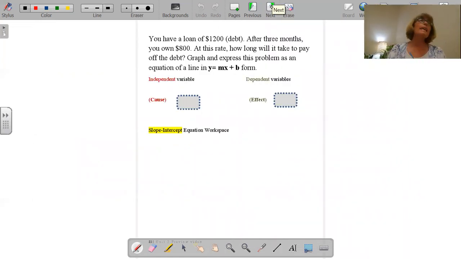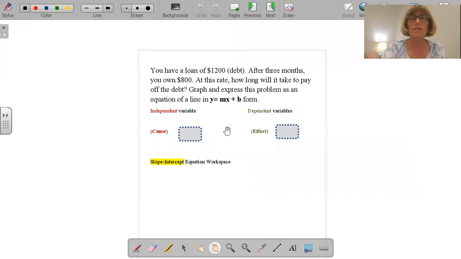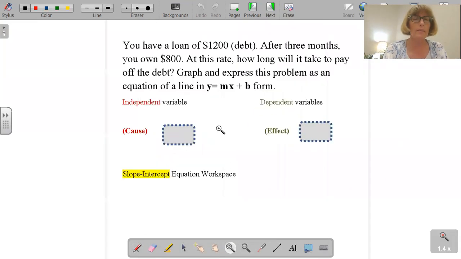Now I'm going to give you an example. Remember, an equation of a line, it said it had predictive qualities. Predictive qualities. Let me show you what this looks like.